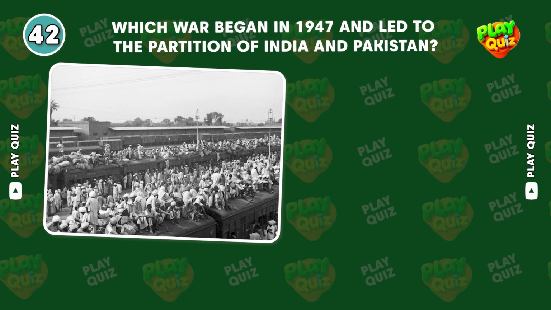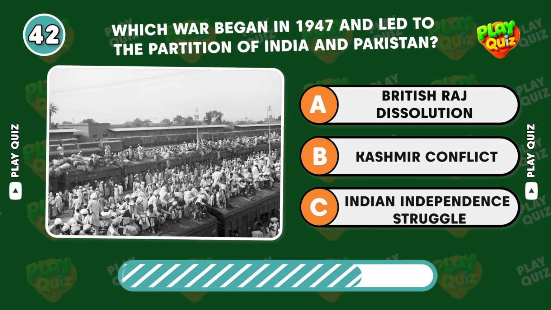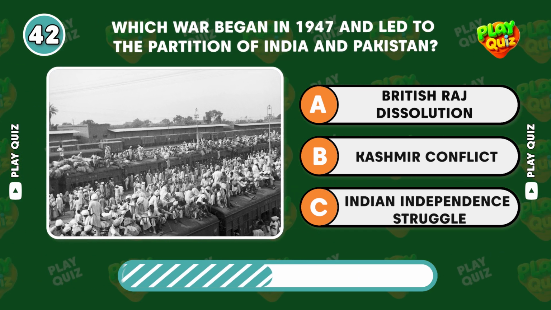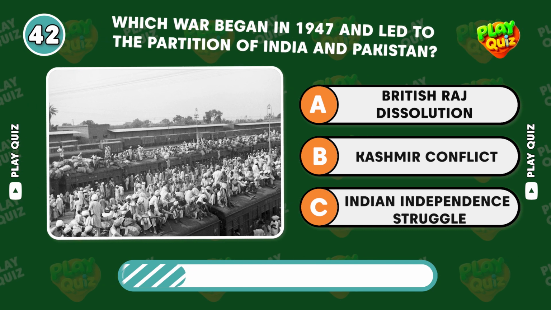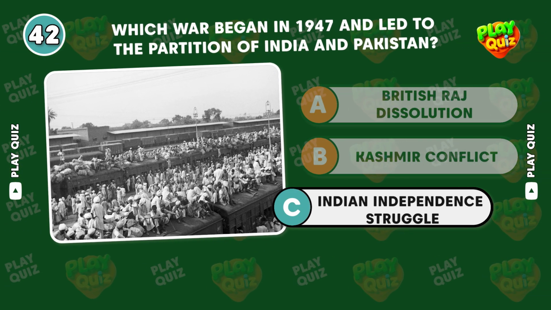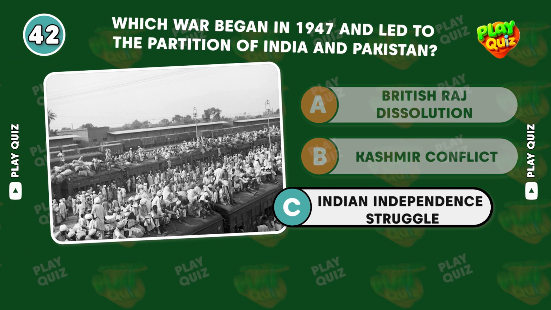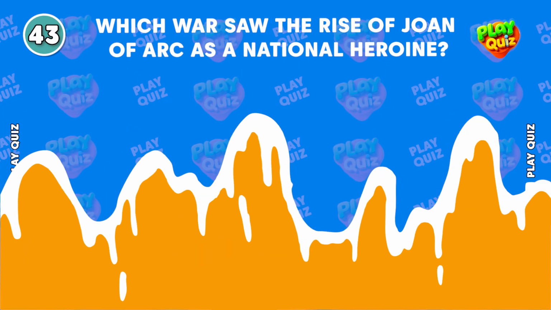42. Which war began in 1947 and led to the partition of India and Pakistan? Correct answer, Indian independence struggle. The partition displaced millions and caused widespread violence between Hindus and Muslims.